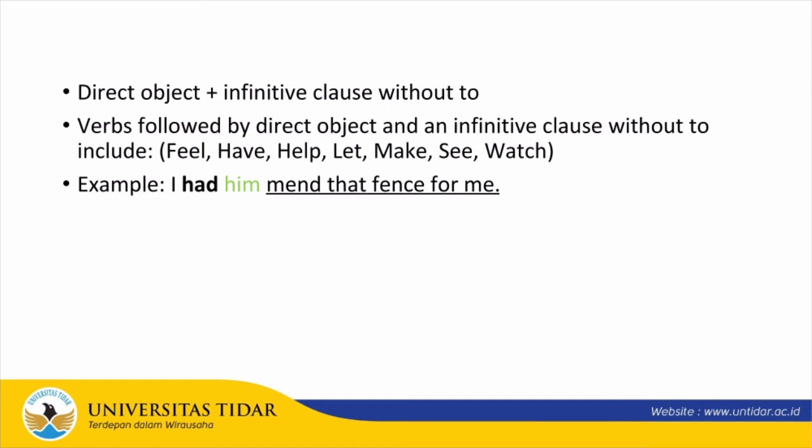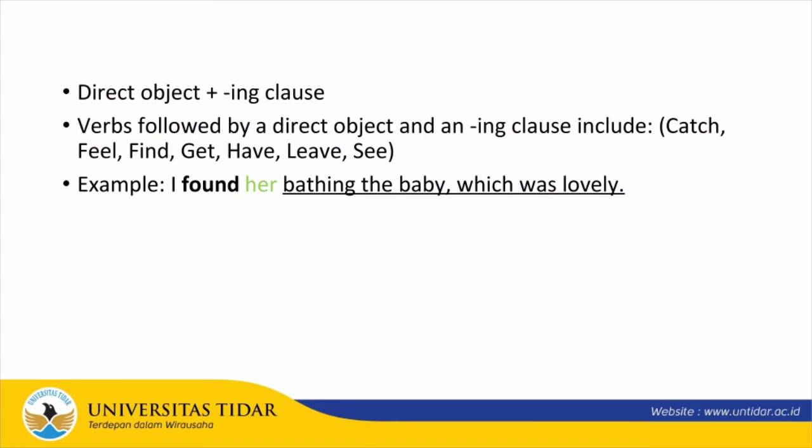And the third is about direct object plus infinitive clause without to. Verbs followed by a direct object and an infinitive clause without to include such as feel, have, help, let, make, see, watch. The example: I had him mend the fence for me.